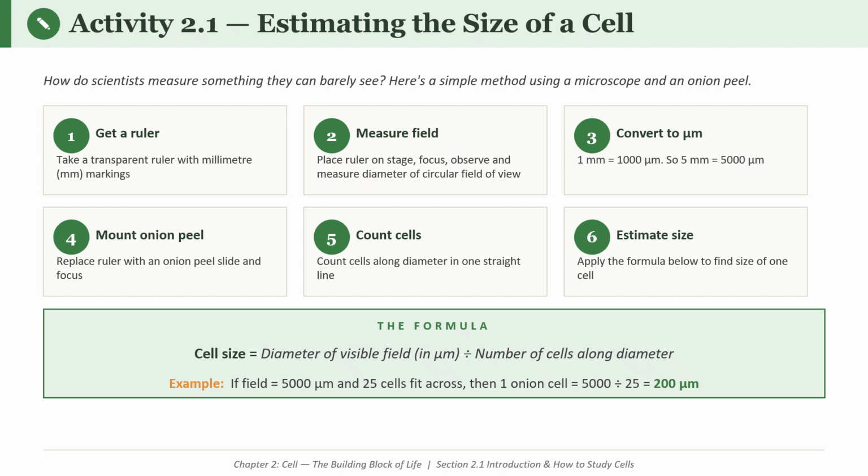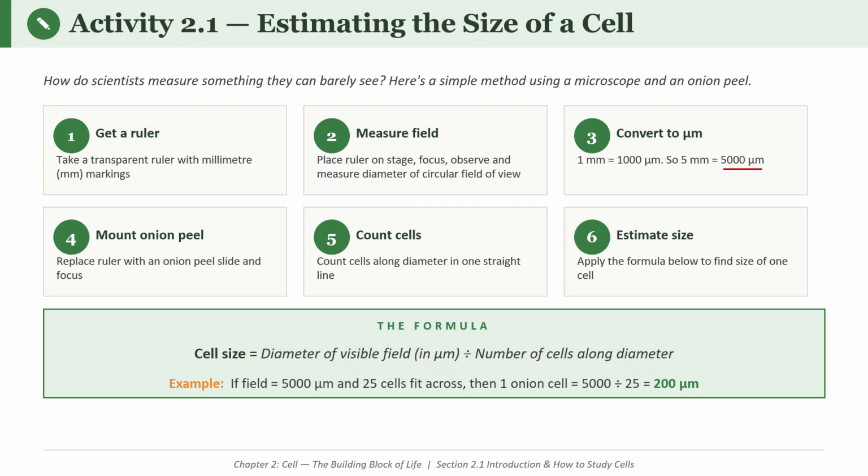For example, if you see 5 millimeter as the diameter, next you have to convert it to micrometer. How to convert? 1 millimeter is equal to 1000 micrometer. So 5 millimeter will be equal to 5 into 1000, that is 5000 micrometer. Can you see here, children?